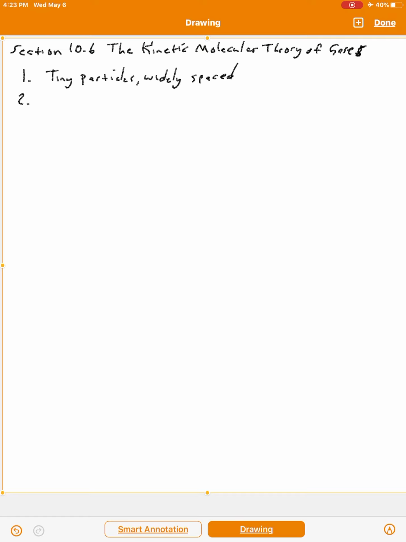The second point is that these tiny particles are in constant motion. And that motion is random, meaning they're not moving to the right or to the left. They're moving all over the place randomly. Each particle moves in its own way. And these particles undergo collisions. These are elastic collisions, which means that when they collide with each other, the energy is conserved. If one particle comes in with a certain amount of kinetic energy and the other comes in with some amount, none of that energy is lost during the collision. So they collide with each other.